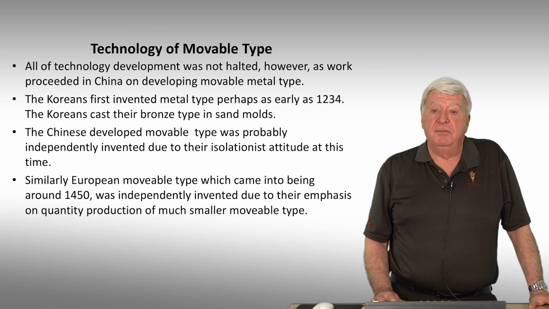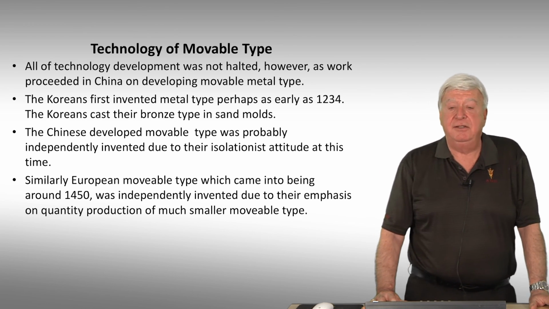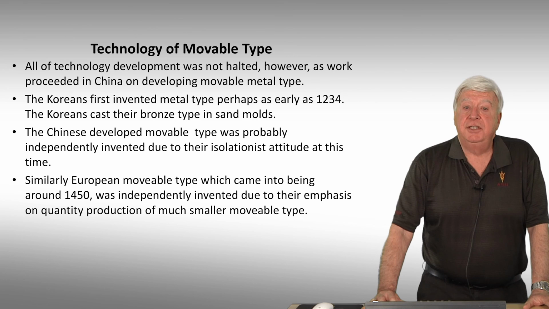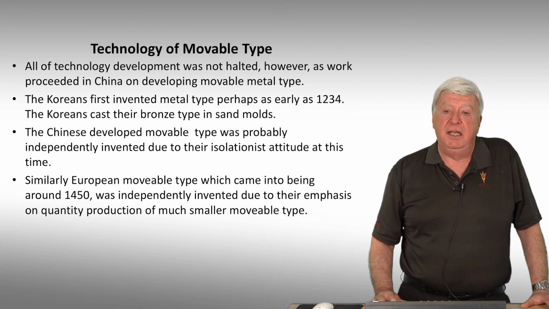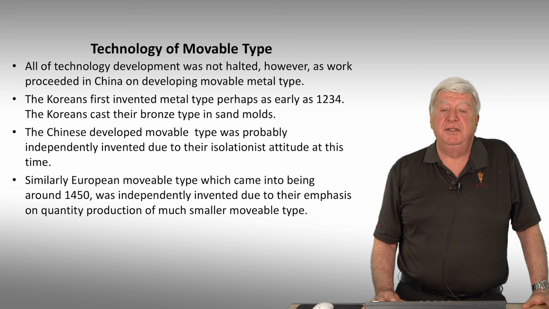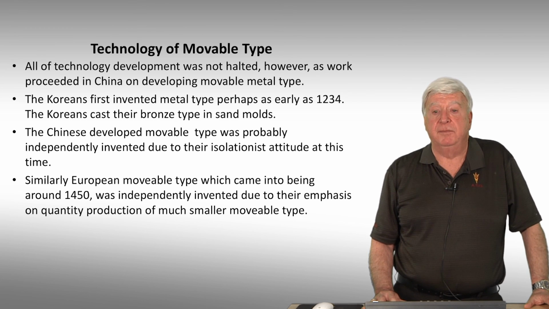The Chinese developed movable type, which was probably independently invented due to their isolationist attitude at this time. Similarly, European movable type, which came into being around 1450, was independently invented due to their emphasis on quality production of much smaller movable type.